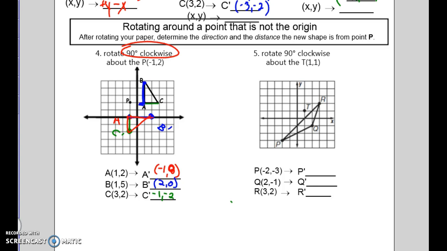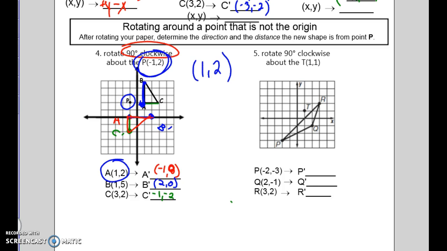So I want to show you the algebraic way. And what it's doing is it's going back up to that origin thing. Because that origin thing was easy, wasn't it? So I'm going to start with 1 point. Let's start with A. The coordinate for A is 1, 2. Everybody got that? Now, I have to rotate it around point P. Point P is at negative 1, 2.